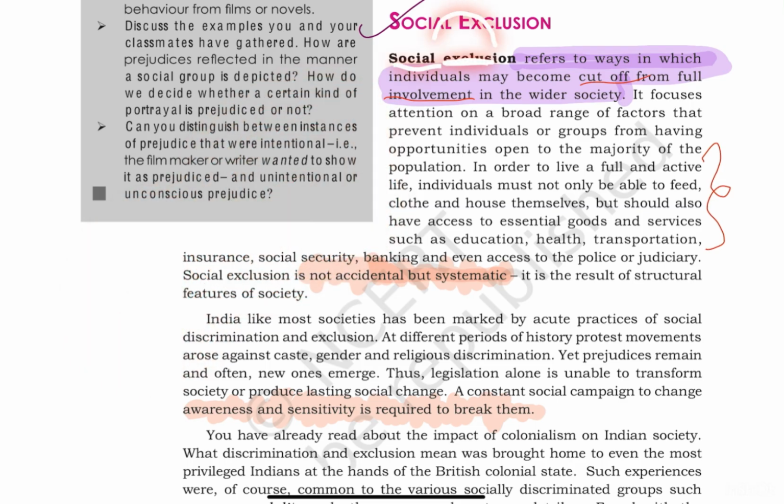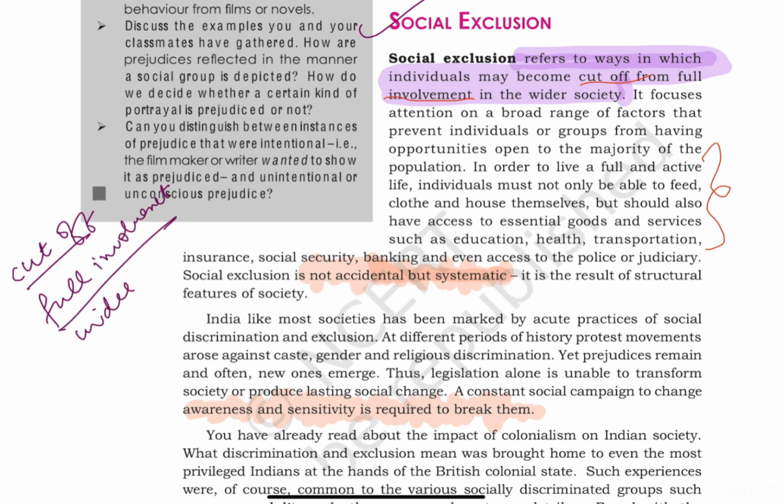They are excluded socially. Okay, so the main key terms that you need to remember here and which you have to write in your examination are cut off, full involvement, wider society. These three terms should be there in your definition.